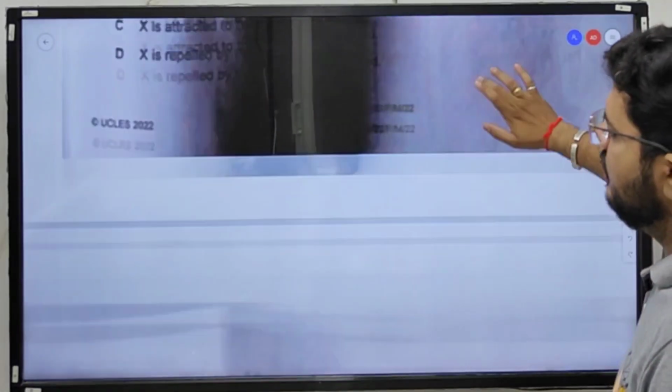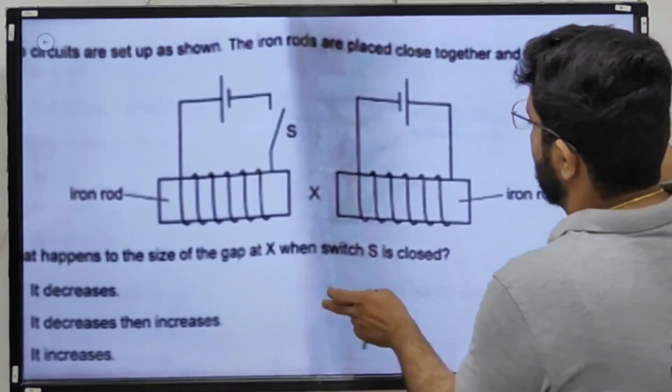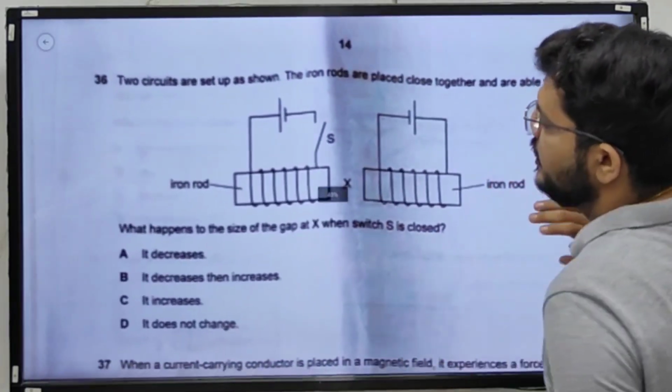Okay, then let's see what we have next. Okay, we have a better page at least.